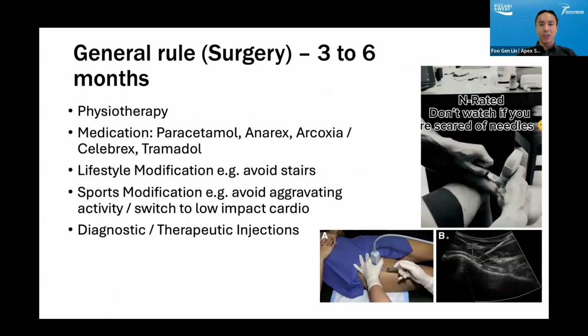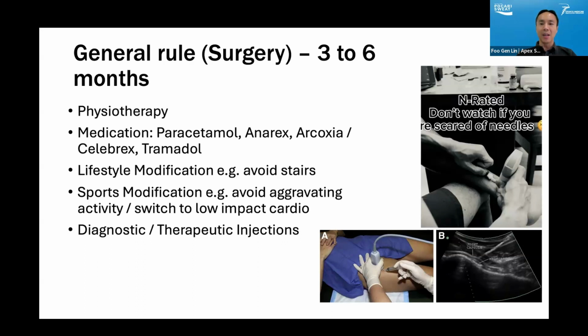So yeah, my general rule for offering surgery to my patients are, if they've failed non-surgical treatment for 3 to 6 months, and they would have gone through a course of physiotherapy, I would have taken, well, I don't say bucket loads of medication, but I usually put them on like 2 or 3 types of painkillers to help them with the initial inflammatory phase, make sure that they get through the painful period and be able to get onto the exercise.